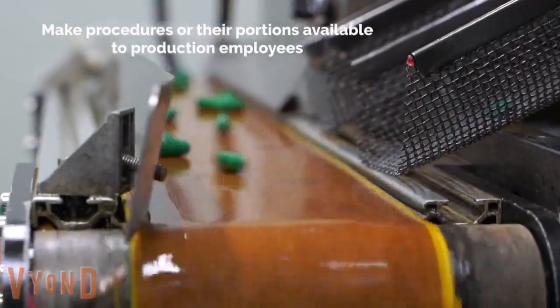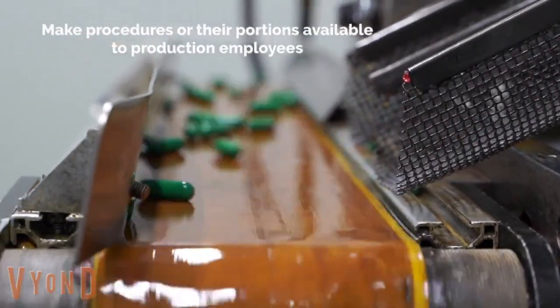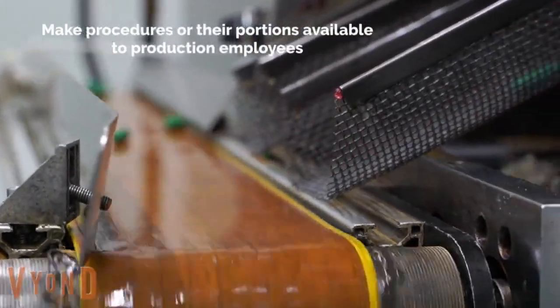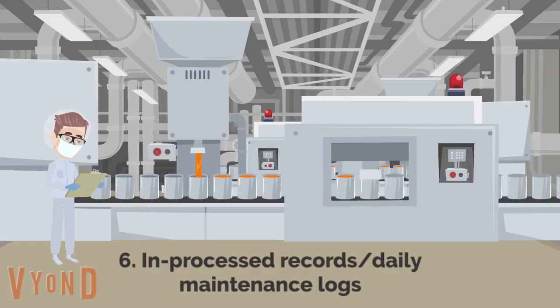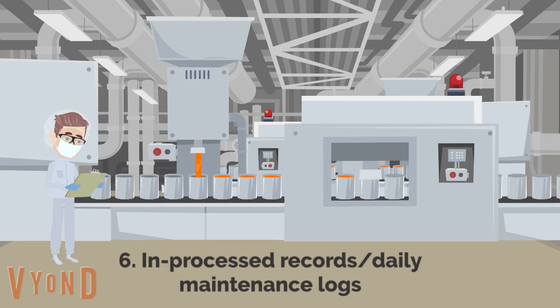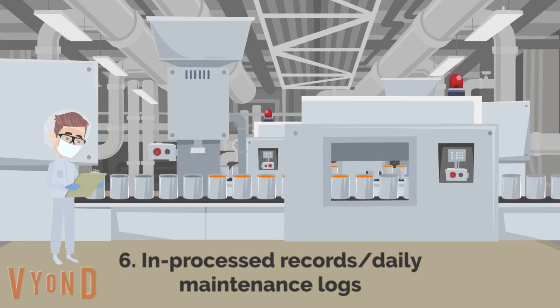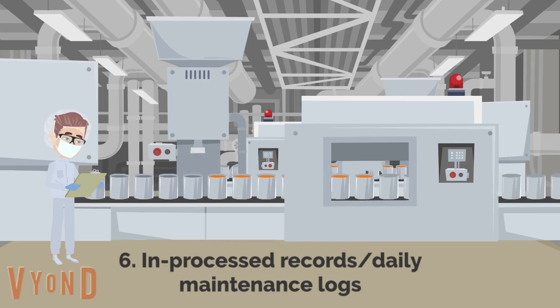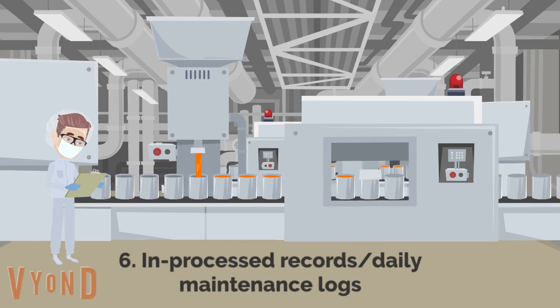After the product is prepared, make manufacturing procedures, or manufacturing SOPs if you like, or portions of the procedures available to the production's employees. Procedure number 6, in-process records. This is about taking data and keeping the data as records. This is important because you should know what is happening to the product during the manufacturing process. Quality control personnel and production personnel should be involved and participate in daily maintenance logs.